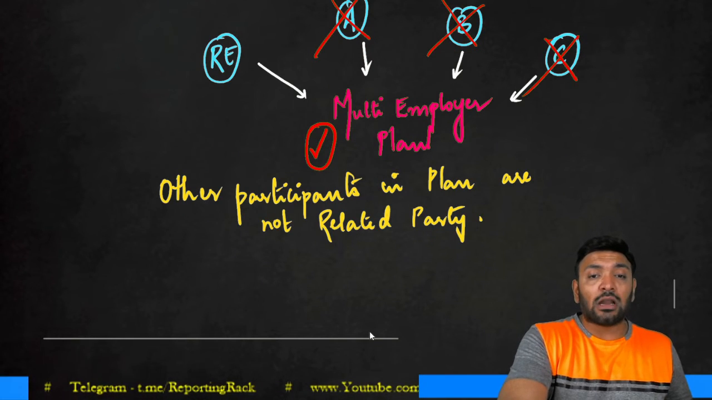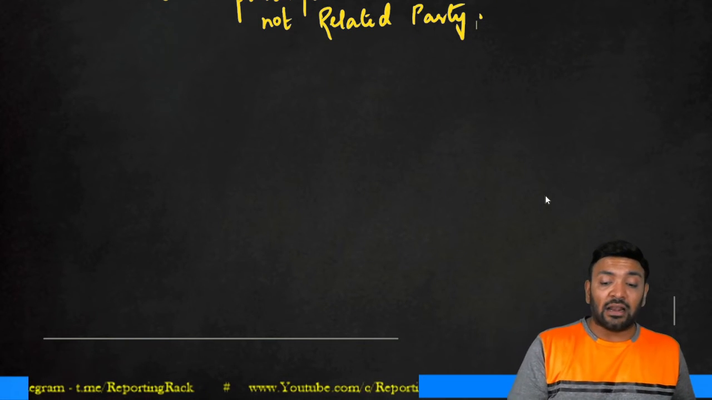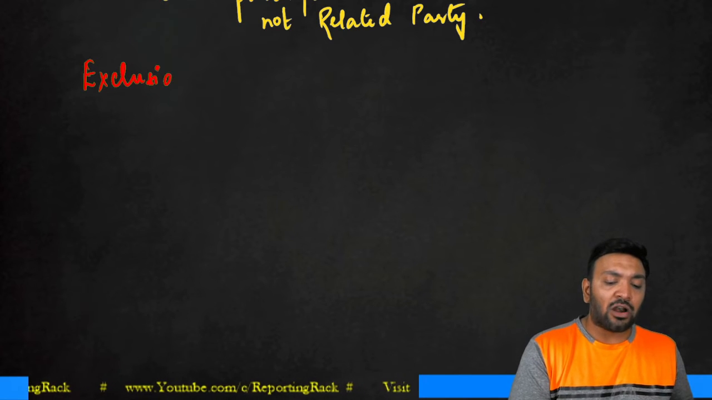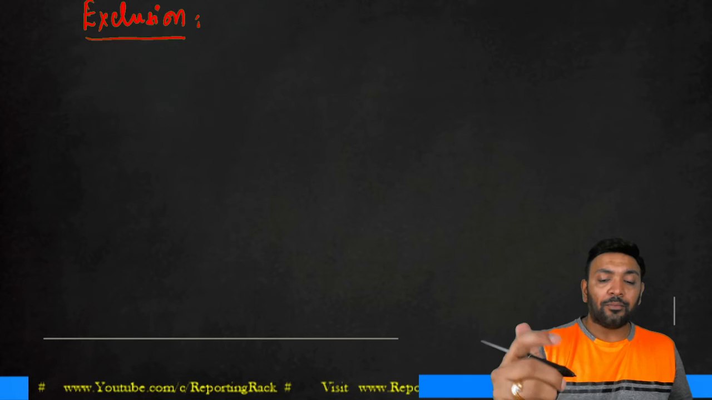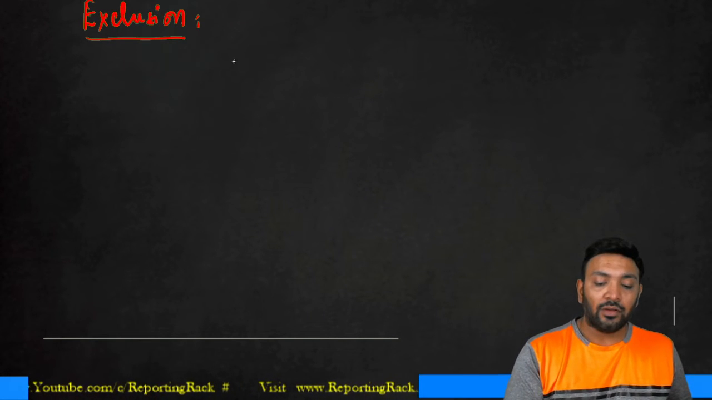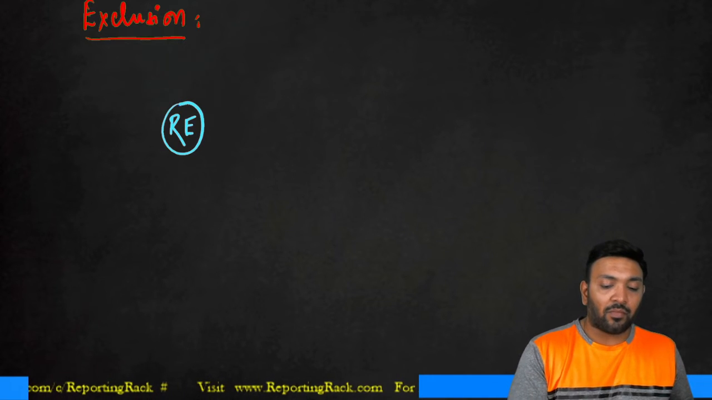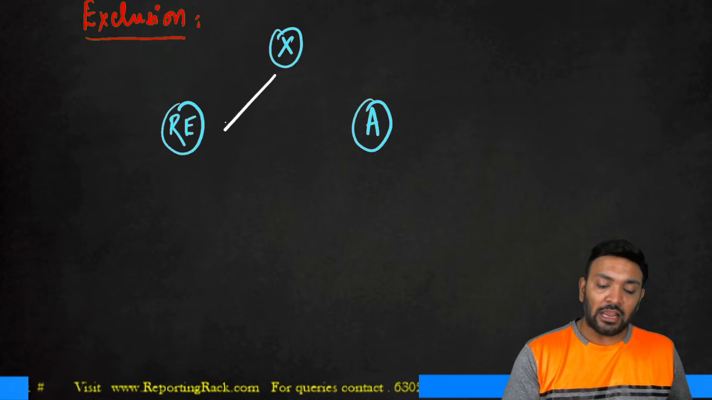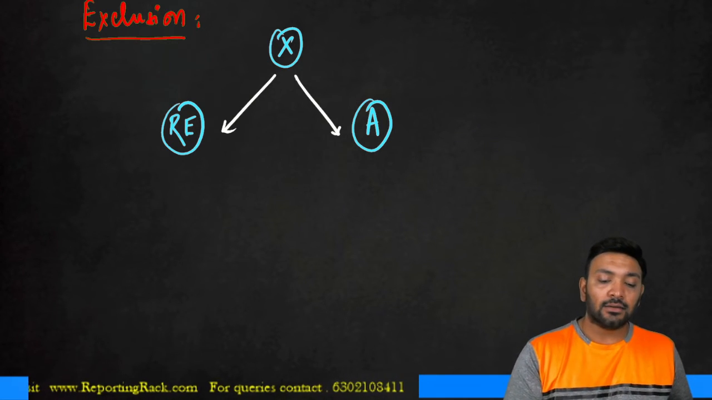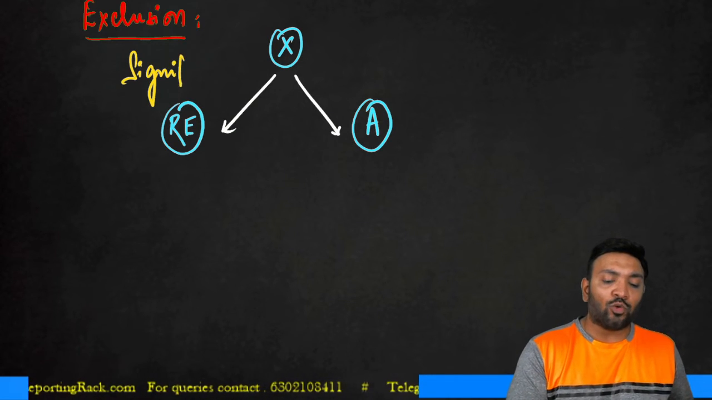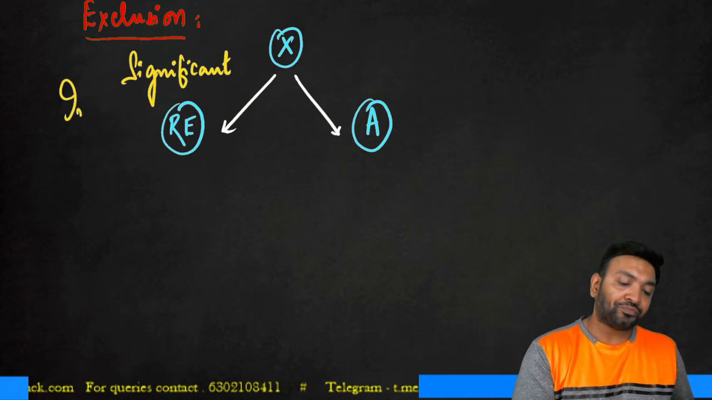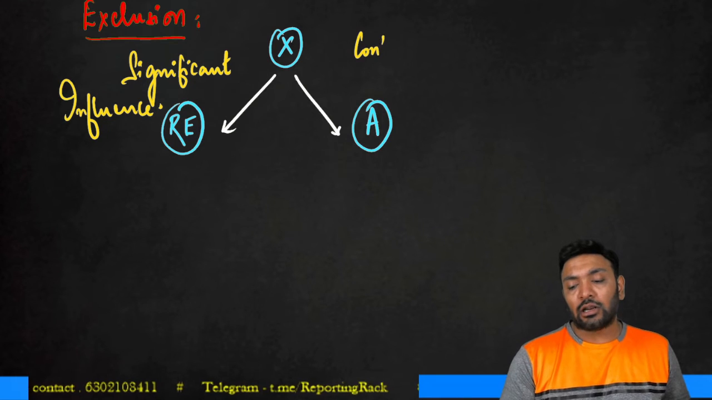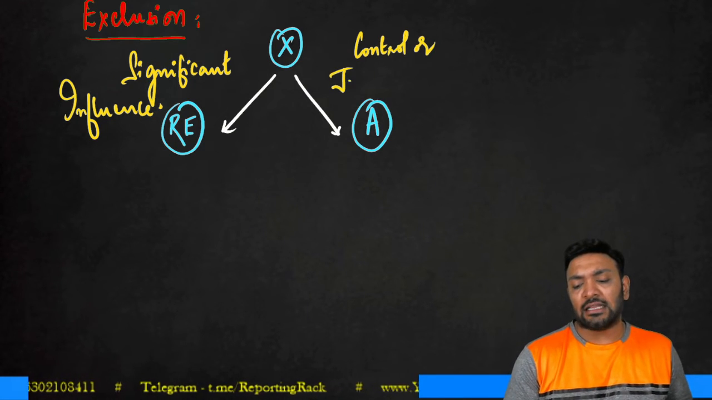Let's see what I just said. I was talking about exclusion. One exclusion we have dealt with under individuals. Here I'm talking about another exclusion. What is the exclusion which I'm talking about? I say that if enterprise X has a significant influence over the reporting enterprise, it has a significant influence over the reporting enterprise while it controls the other enterprise or jointly controls the other enterprise.